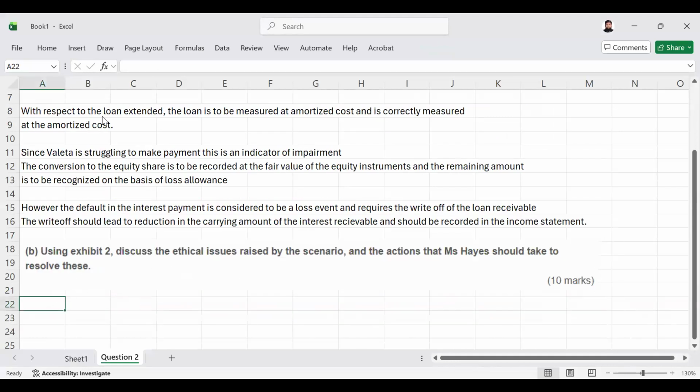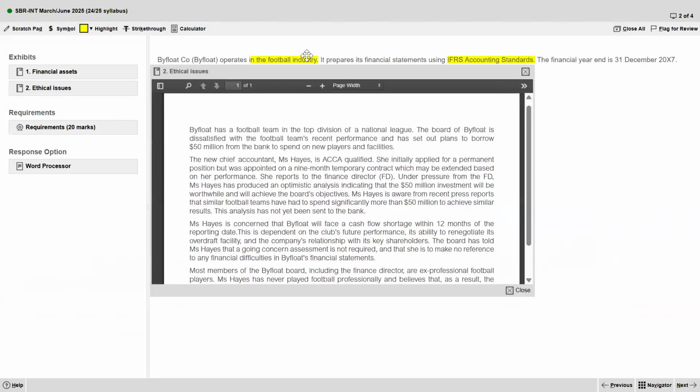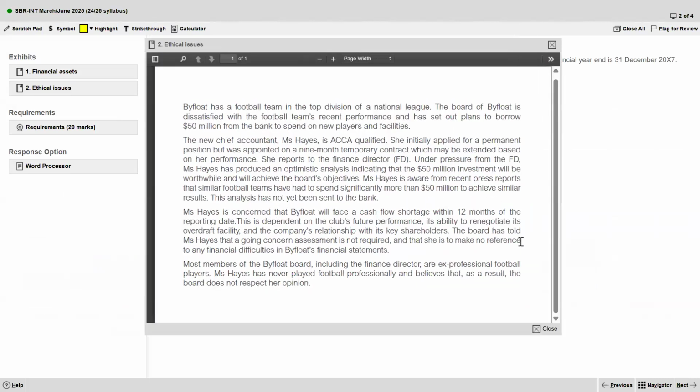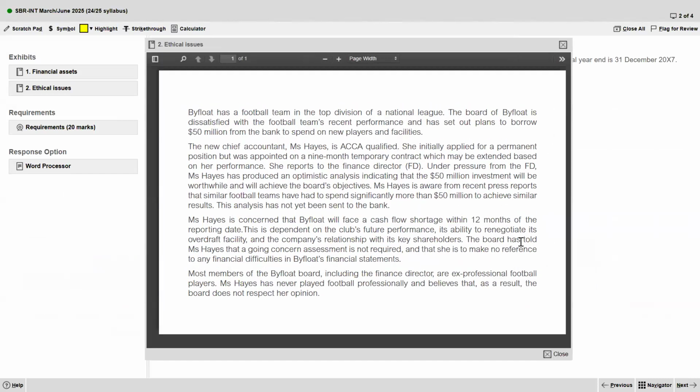Now let's see. So, ethical issues. Can you try to go through it? Yeah, please try going through it. Identify the ethical issues which you can find through the scenario.